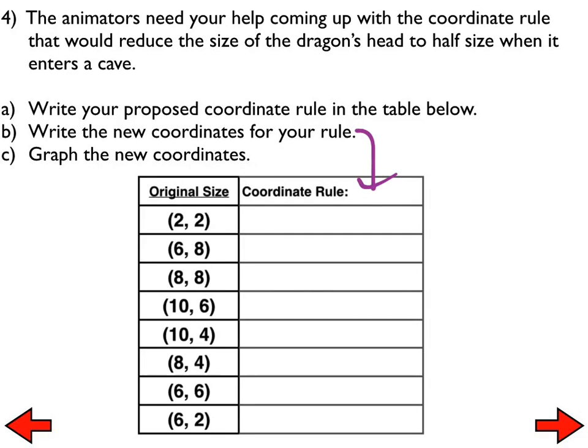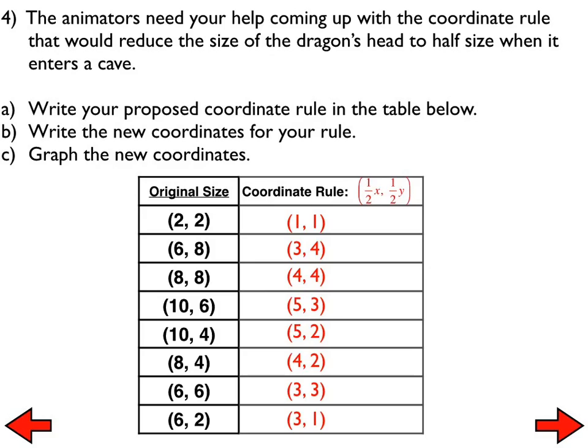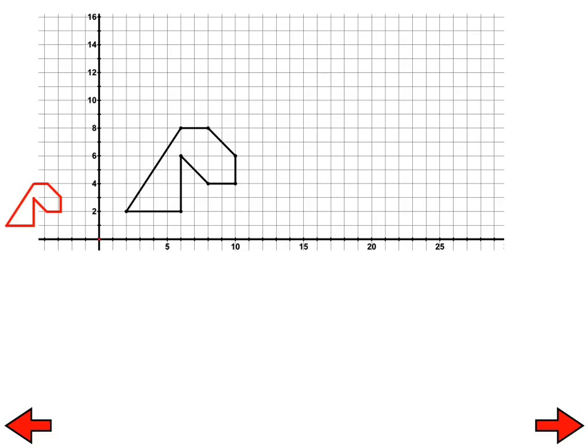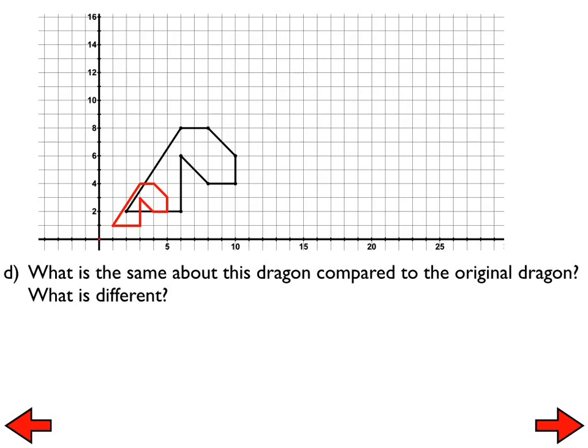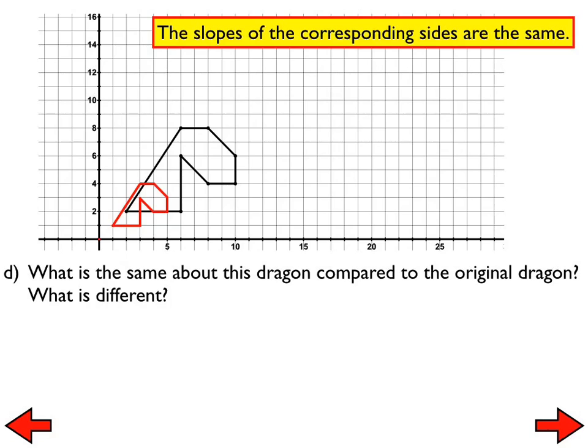All right, so number 4, we were supposed to create one that was half the size. So that would make the coordinate rule 1/2 x, comma, 1/2 y. I think that's obvious. There would be the image ordered pairs that we would use based on the pre-image. And when we graph that, it should look like that right there. So some things that we will need to notice about that are based on some questions that I'm about to ask. First of all, what's the same about this dragon compared to the original? Well, it's the same shape. What's different? Well, it's smaller. It's a reduced size.